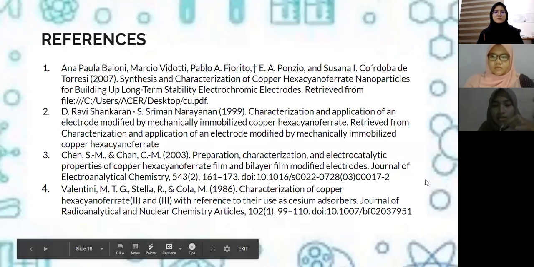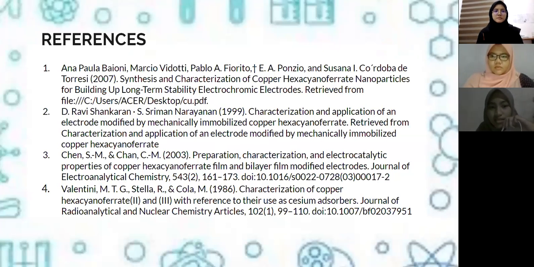And this is the last part. This is our reference for the research on the copper hexacyanoferrate(II) compound. That's all from us. Thank you.